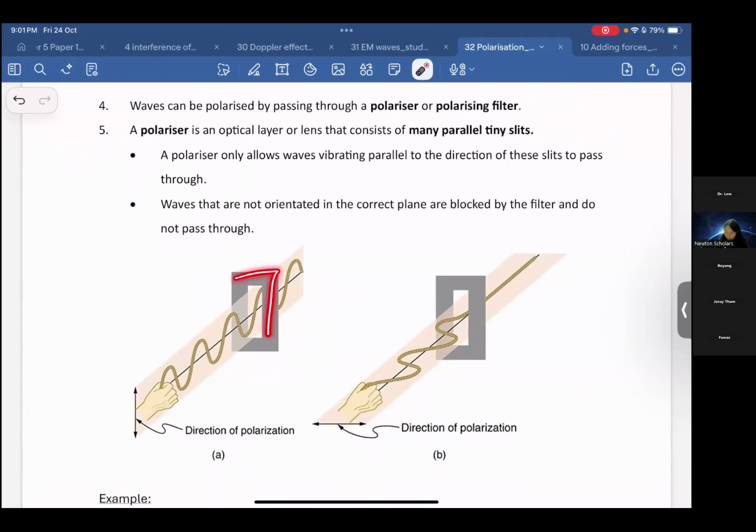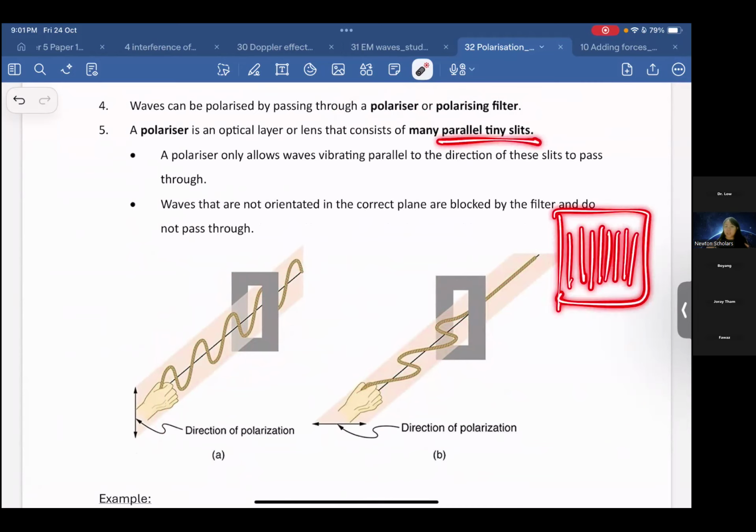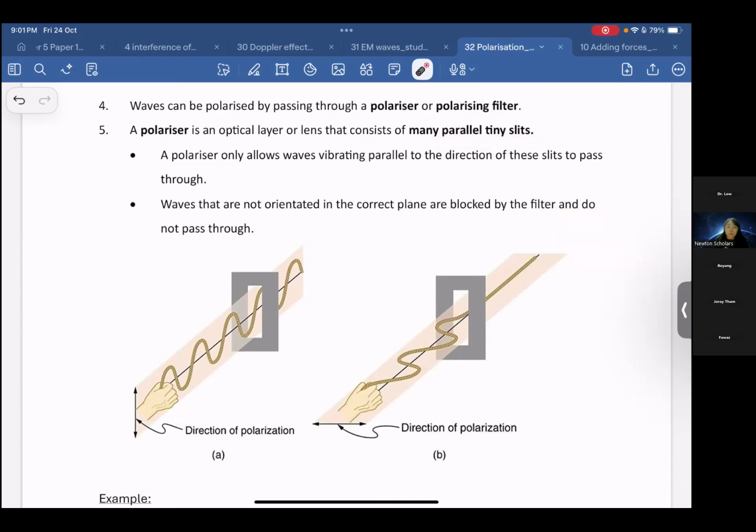You see, this is the filter, the polarizing filter, or we say polarizer. If you make it vertical and you shake vertically, up and down, it can pass through. But if you make the filter vertical, but you shake left and right, it cannot pass through, it blocks it. So we can think that a polarizer is something like many tiny slits. Just now the video showed you there are many tiny slits, something like that, to demonstrate to you.